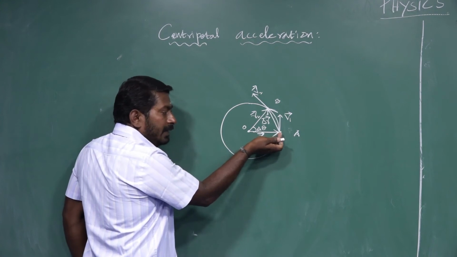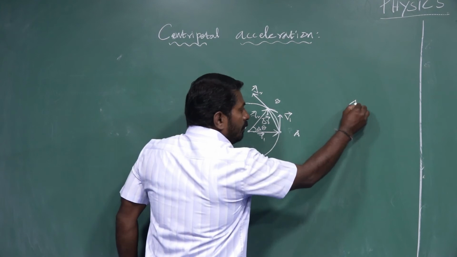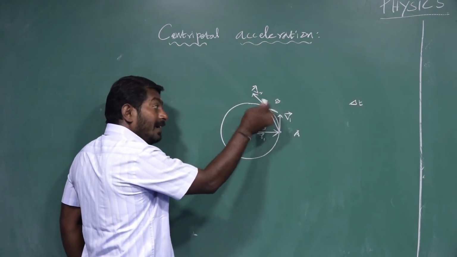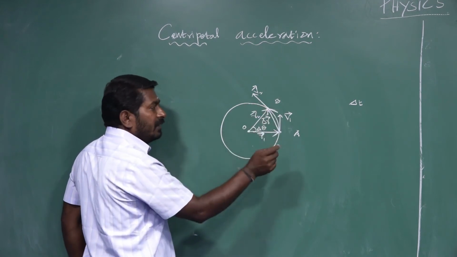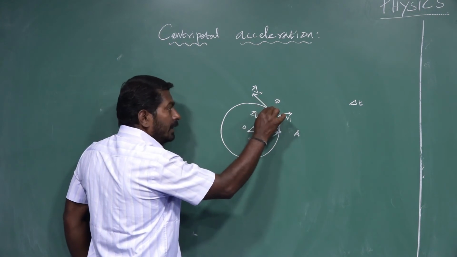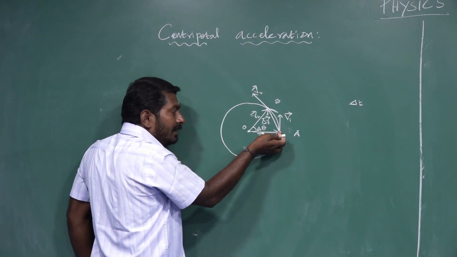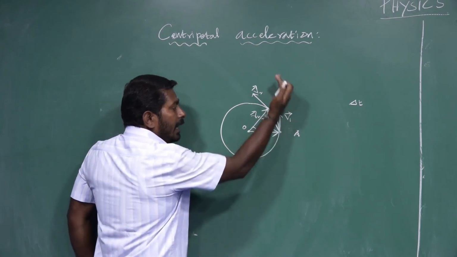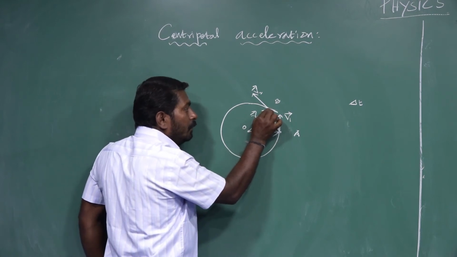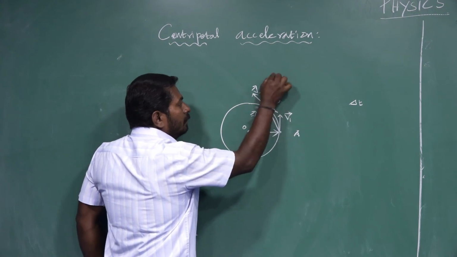Initially the point object starts moving from point A, and within a time interval del t, the point object reaches point B with constant speed but with a different velocity. At point B, at that instant, the direction of linear velocity is v2. In the previous case, at point A, the linear velocity acts in this direction. You draw the previous direction of velocity at this B position, that is the v1 vector.